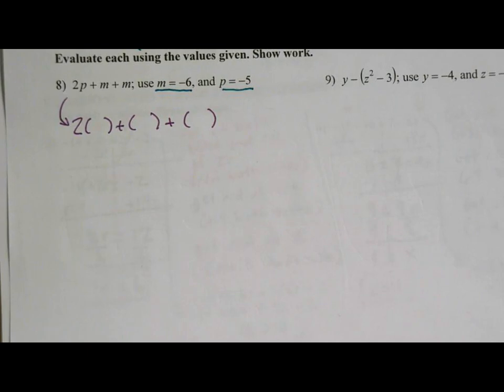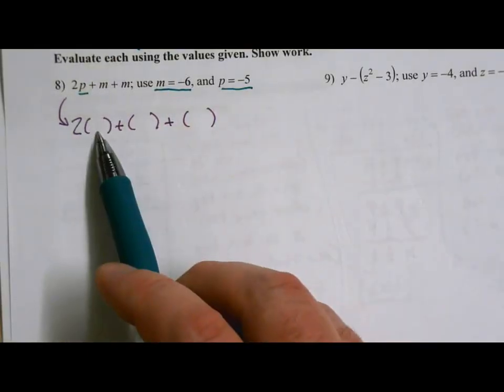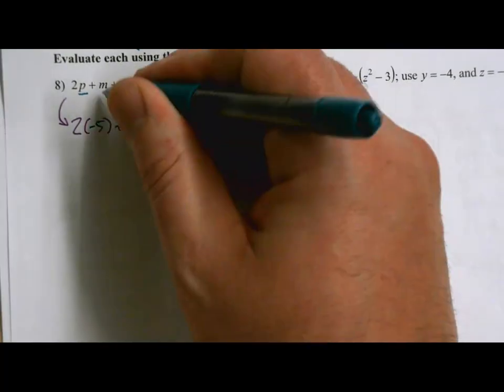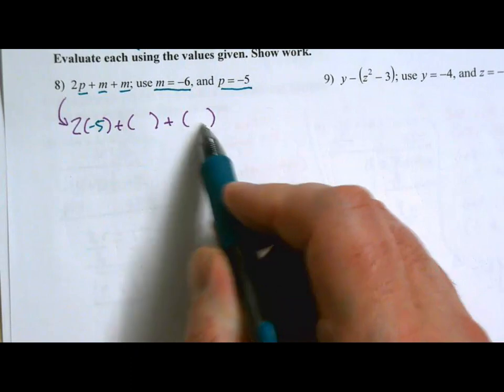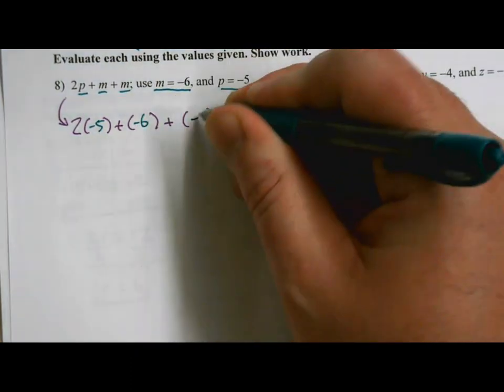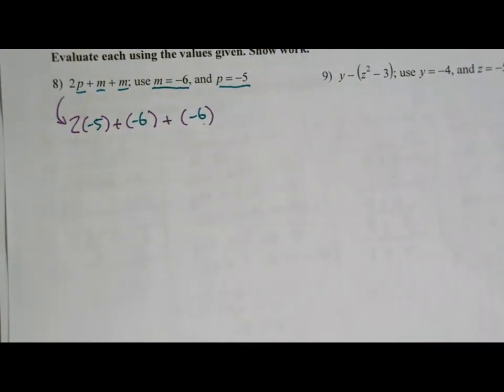And what we are going to do is put in values for this p. Now the p came after the 2, and my p was -5. And then m and m go in these two spots. They're both going to be m, so they're both going to be -6. So that's our first step. From here, we just need to use order of operations, PEMDAS, to simplify this.